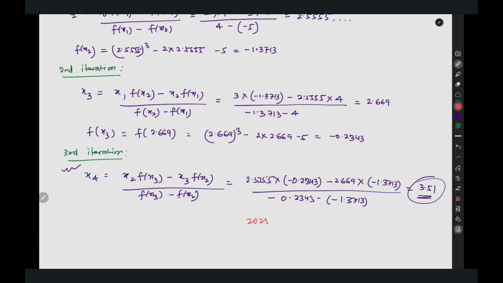In GATE 2025 there may be one question from the secant method. This may be a single question directly from the secant method, or in a combined form like MCQ or MSQ or match the matrix. So now we will move to the next method.